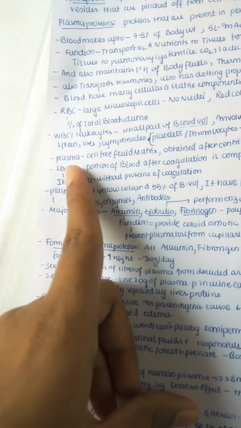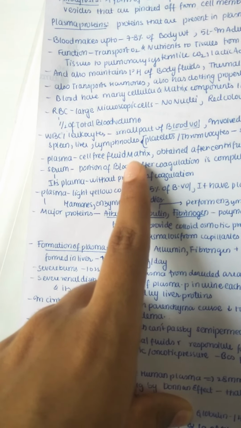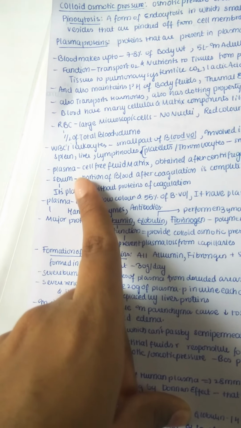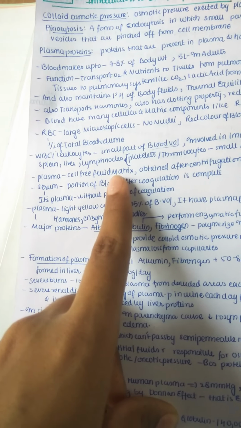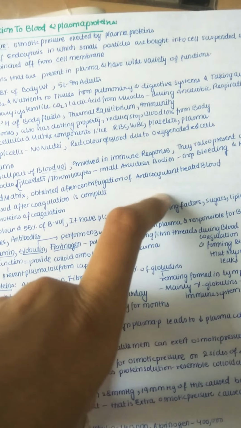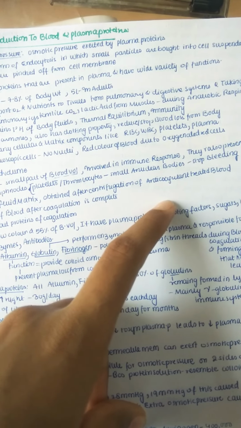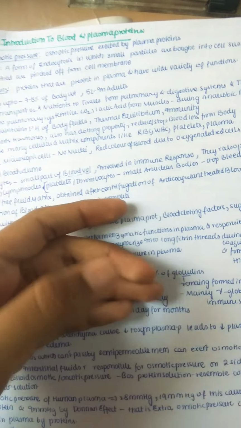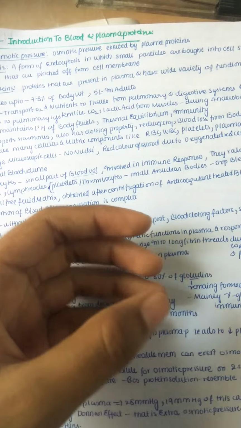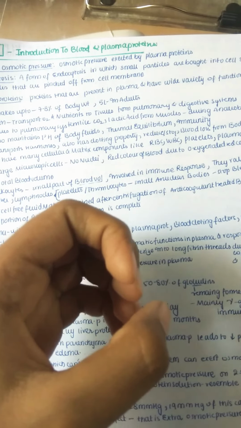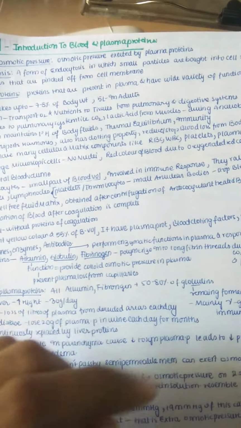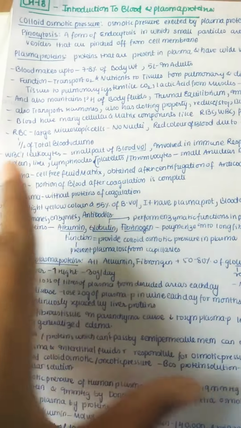And now plasma. Plasma is a cell-free fluid matrix. Remember, plasma doesn't have any cells, only proteins. Those are called plasma proteins. So this is a cell-free fluid matrix. It is only obtained after the centrifugation of anticoagulant treated blood. For example, you take any anticoagulant and put it in the blood, and when it is treated with anticoagulant, the blood is not coagulating, meaning it is still in the form of fluid. So in that fluid, if you centrifuge it, you will get the remaining fluid, that is nothing but our plasma.